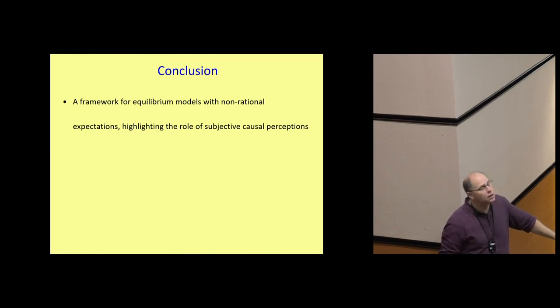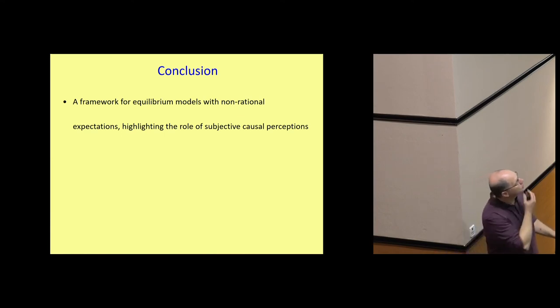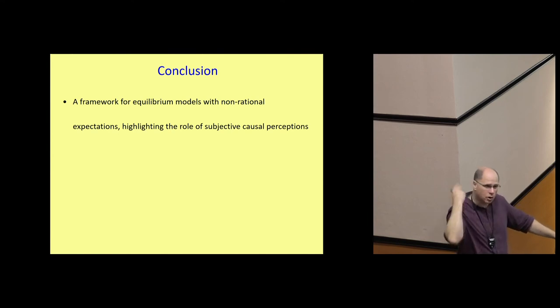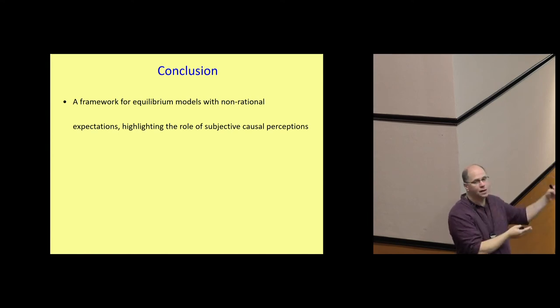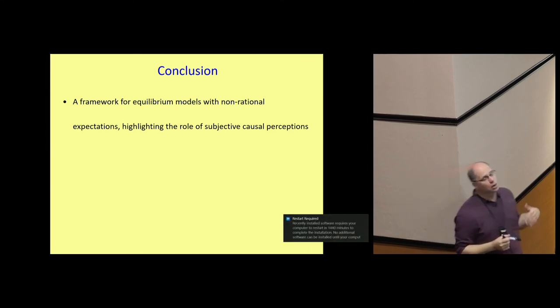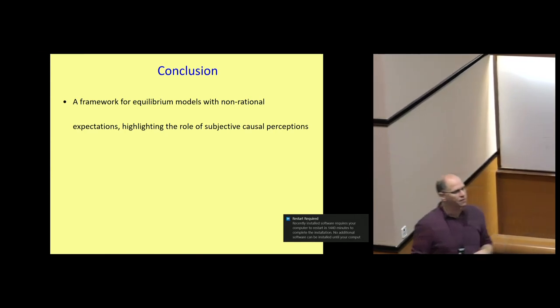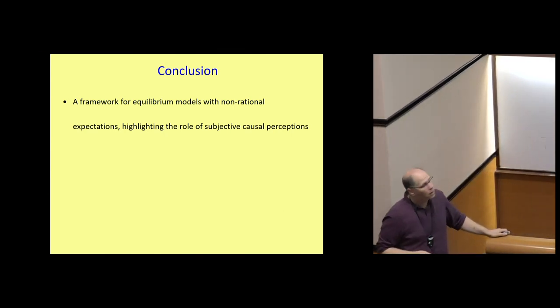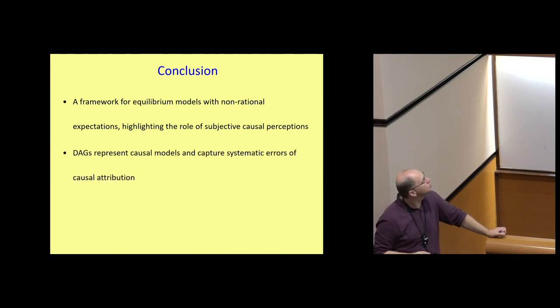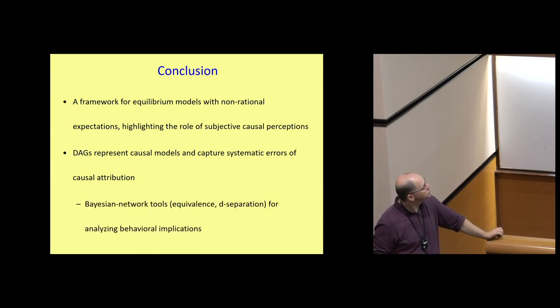What I'm trying to sell here is a framework for equilibrium models with non-rational expectations. So I'm going back to that motivation. On one hand, it is an equilibrium approach, unlike Inku's dynamic approach, but with non-rational expectations, and the non-rationality of expectations comes from the fact that you estimate or fit a wrong causal model. It enables us to capture the role of subjective causal misperceptions. The DAGs represent causal models, and we can use them to capture systematic errors of causal attribution.